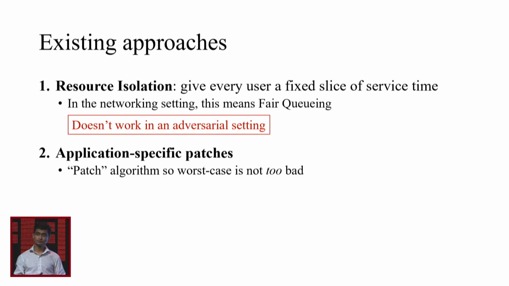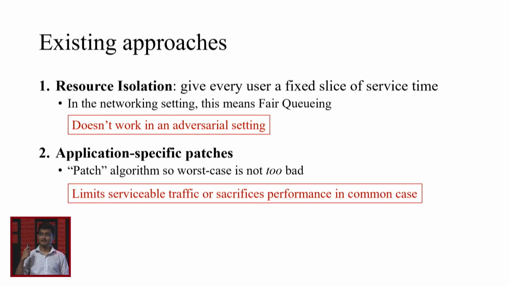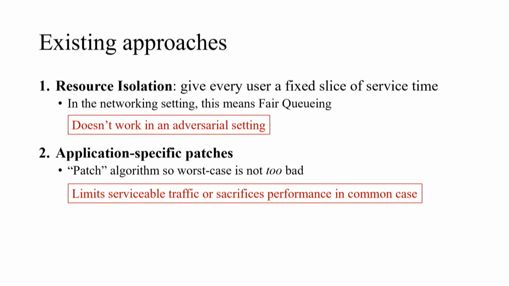The second approach, which is once again state-of-the-art, is to use application-specific patches. Put simply, we're going to patch the algorithm so that the worst case is not too bad. The problem is that using these patches involves trading off some system property or the other in exchange for ACA resilience, for example the common case performance or the ability to serve certain kinds of traffic. So these patches severely limit what your system can do.